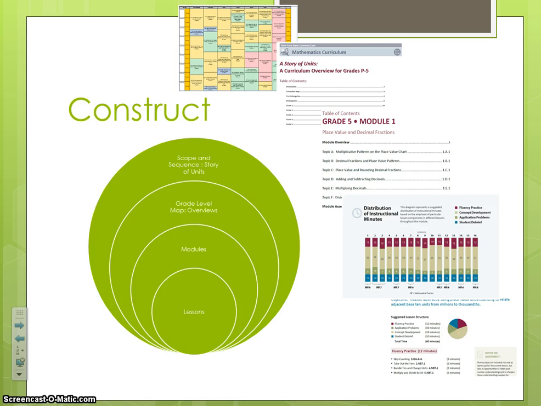The construct of all the materials that we have. Within the Story of Units, you will see a scope and sequence and a grade level overview. These two documents are found in the Story of Units. When you actually receive your first module, you will have a grade 5 module, for example, and it will contain actual topics and lessons as well as other useful information.